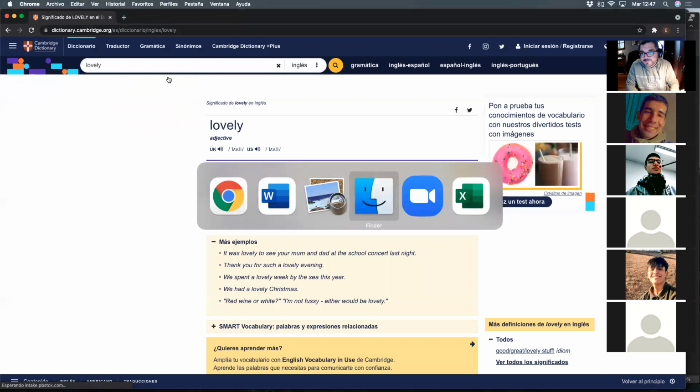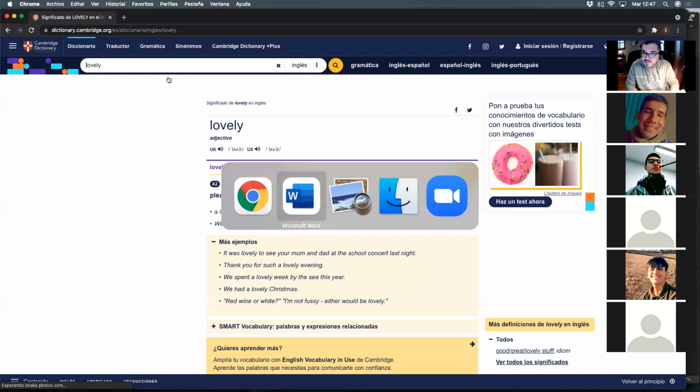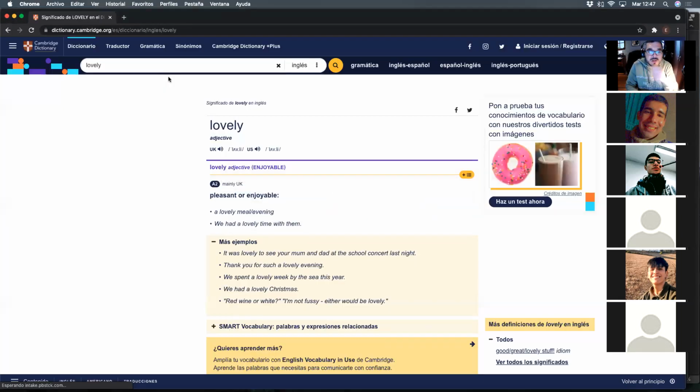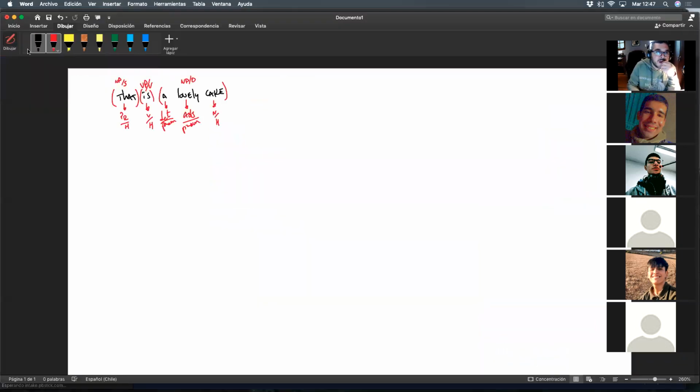Okay, let's move on. Let me close a couple of stuff. Okay, these flowers are wonderful. These flowers are wonderful. I'm going to write it down next to it. These flowers are wonderful. Okay, so this is another clause. Therefore, there are phrases inside of it, and I need to find out the verb phrase, which is the only verb, are. Therefore, this is the verb head and the verb phrase verb.